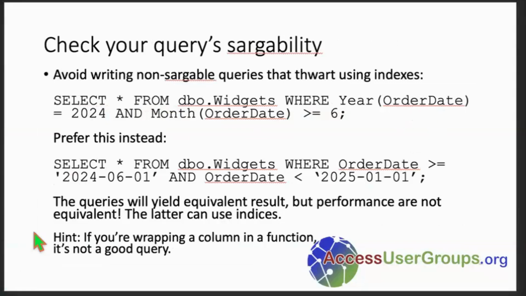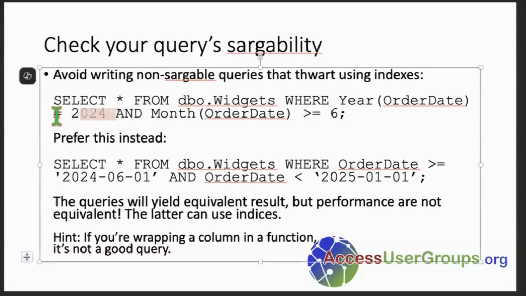Avoid writing non-sargable queries that thwart using indexes. The whole point is to be able to execute against the database in the most efficient manner, which means leveraging indexes. If you have a query where you're saying year(order date) equal 2024, what is the problem with that query? There is no column called year, that's why you have this function here, right?